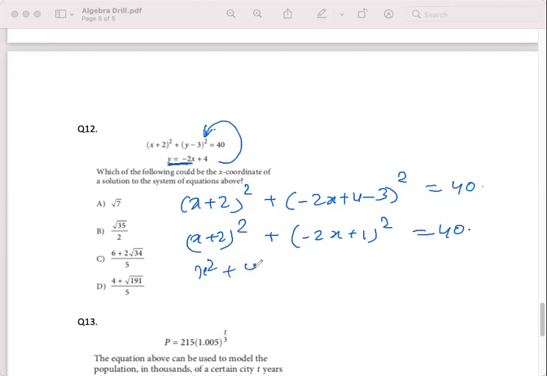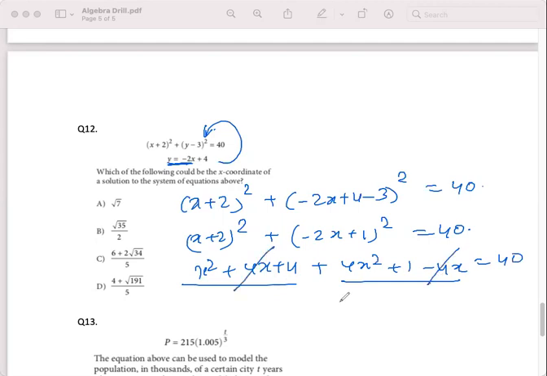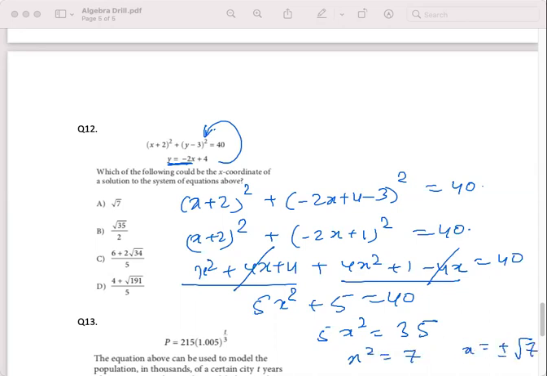So x squared plus 4x plus 4, that's the expansion of x plus 2 the whole squared, plus 4x squared plus 1 minus 4x is 40. So this is the expansion of minus 2x plus 1 the whole squared. So plus 4x minus 4x cancels. So 5x squared plus 5 is 40. So 5x squared is 35. So x squared is 7. So x is plus minus root 7. So from the options, the answer would be A, root 7.